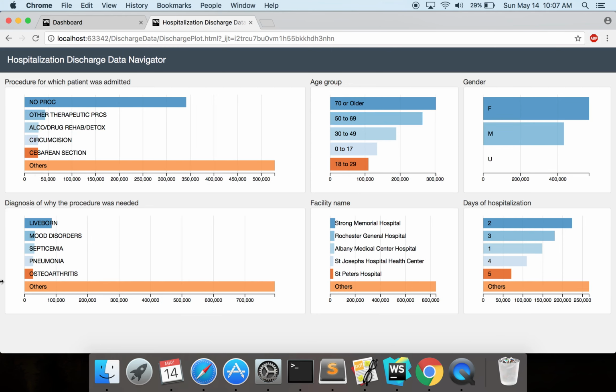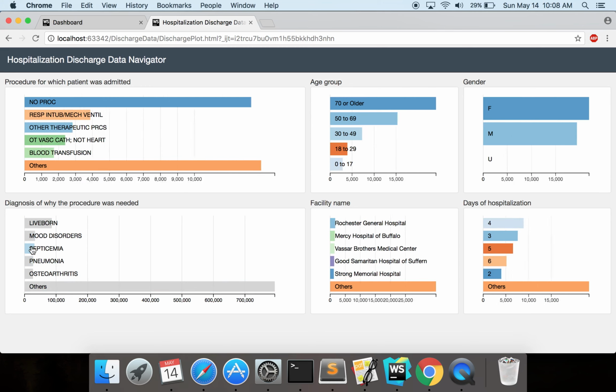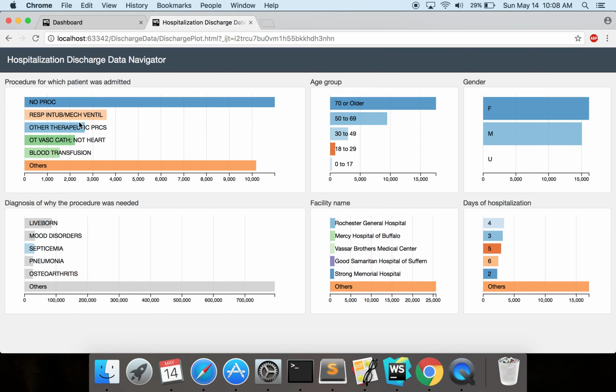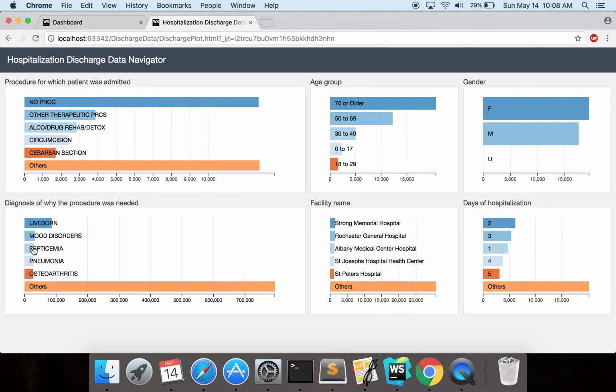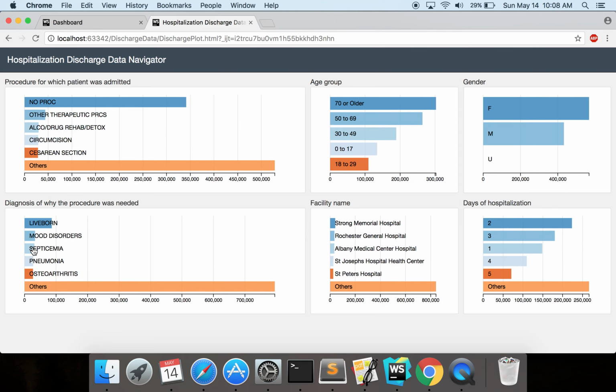We can also do a different sort of a diagnosis. Supposedly we want to find out if somebody has septicemia, then what are all the procedures that are possibly done on the patient having septicemia. So we can see respiratory intubation, we can see catheterization, or we can see blood transfusion. So basically this is also a tool which can help diagnose what are the possible treatment options.